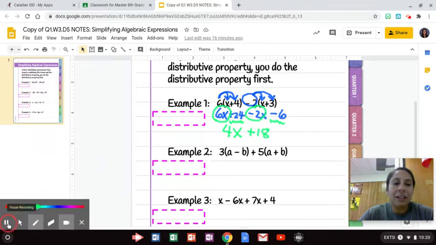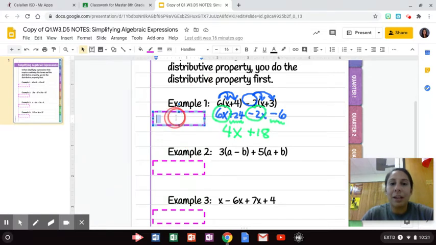Now that we have our answer and you did that on your scratch sheet of paper, we're going to type it into this text box right here. So double click in there and we're going to put 4x plus 18.